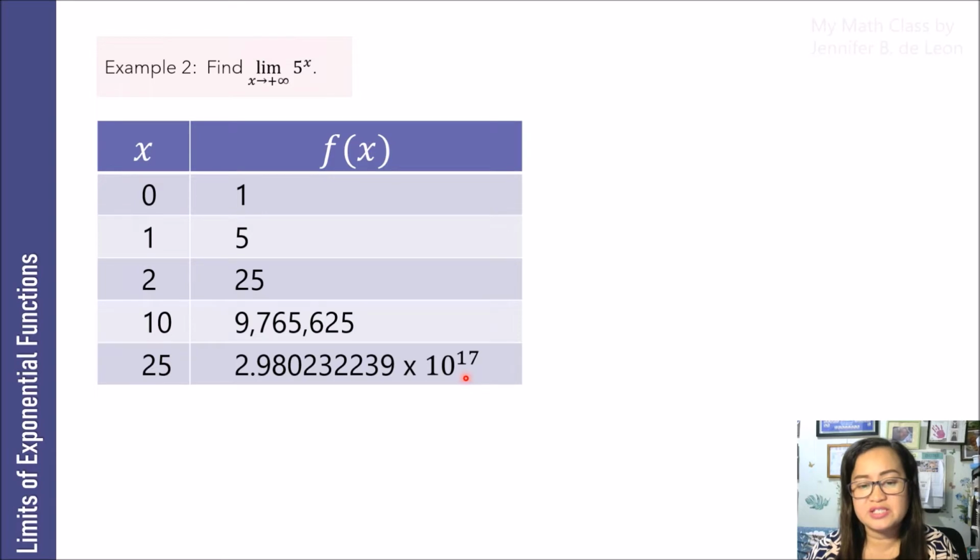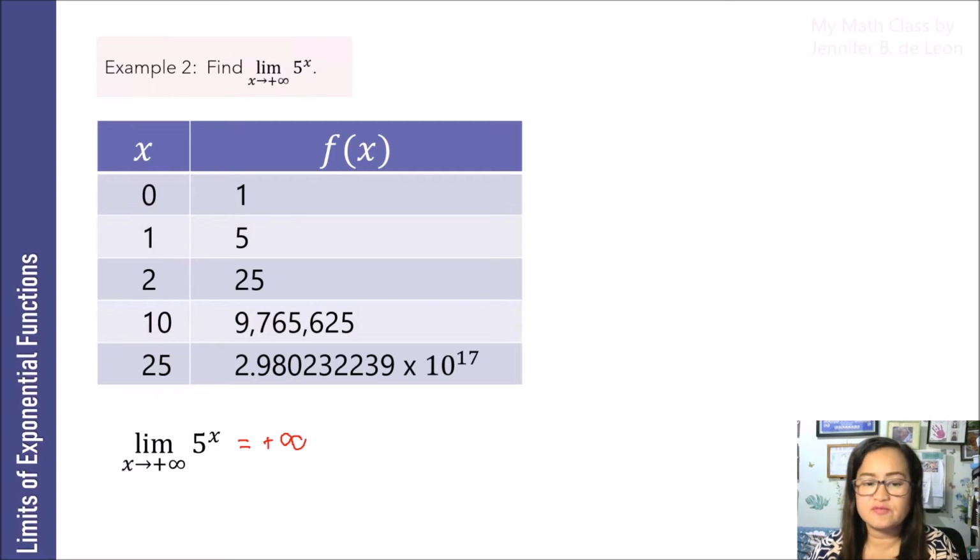So this means that this is a very, very big number. If we study the trend of the values of x and f of x, as the value of x increases without bound, the value of f of x also increases without bound. So in this case, we can say that the limit of 5 raised to x as x approaches positive infinity is equal to positive infinity.